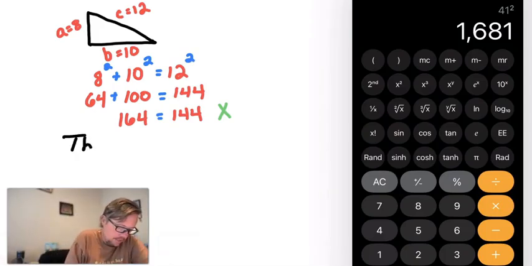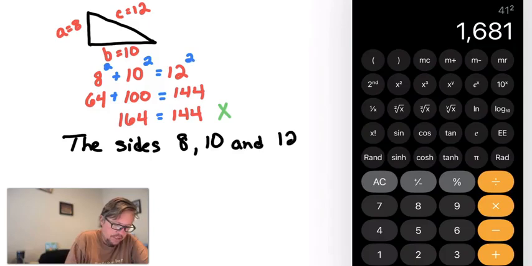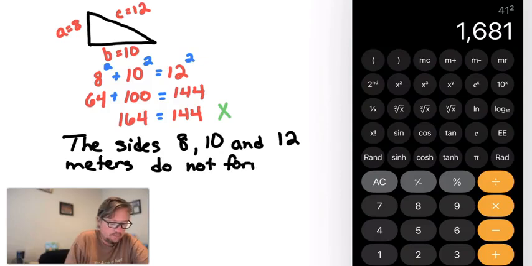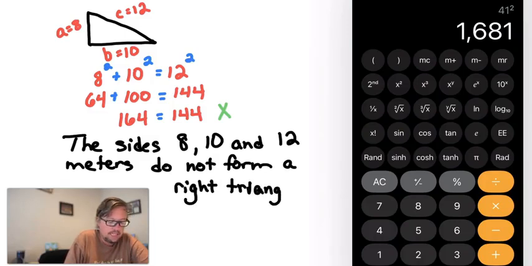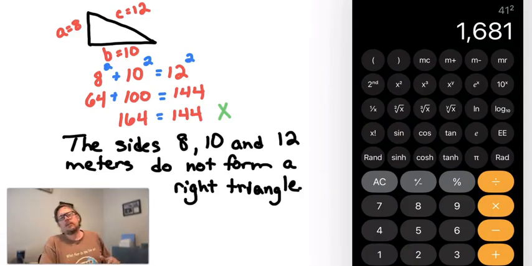So the sides 8, 10, and 12, we were measuring meters this time, and 12 meters do not form a right triangle. Because the Pythagorean theorem, or the converse of the Pythagorean theorem, says if the three sides work with the Pythagorean theorem, it's a right triangle. So if the three sides don't work with the Pythagorean theorem, it's not a right triangle.